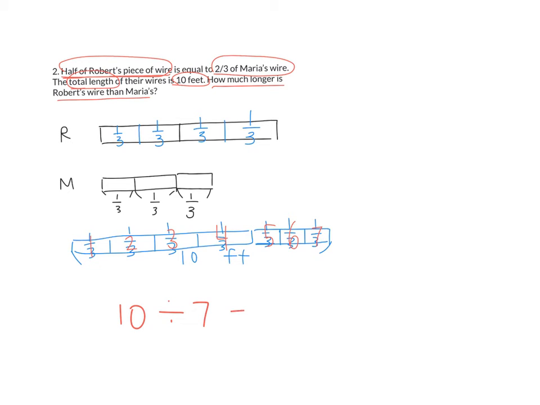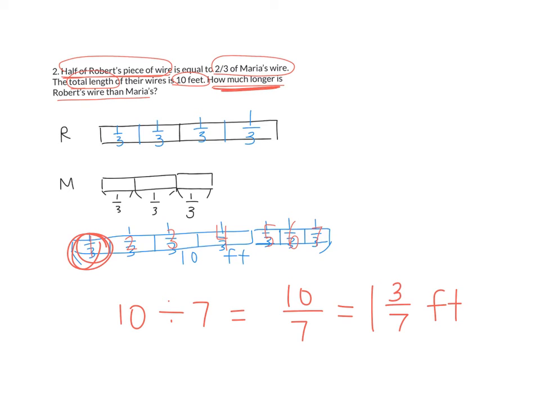7. Good. When I do 10 divided by 7, is that the same thing as 10 over 7? Can we break apart the whole? How many wholes are there? 1, and that means each one of these pieces is how many feet? 1 3/7 feet. Now that I know that each one of those pieces is 1 3/7 feet, let's try to answer the question.